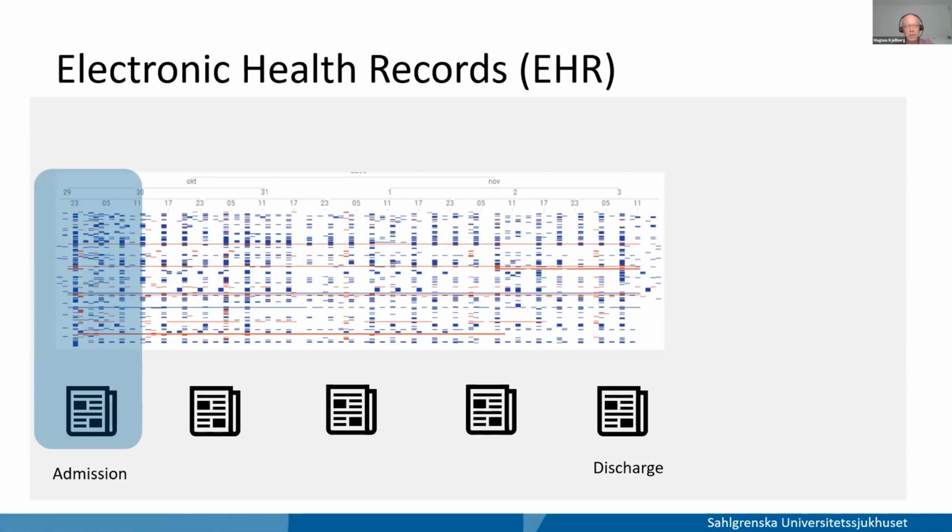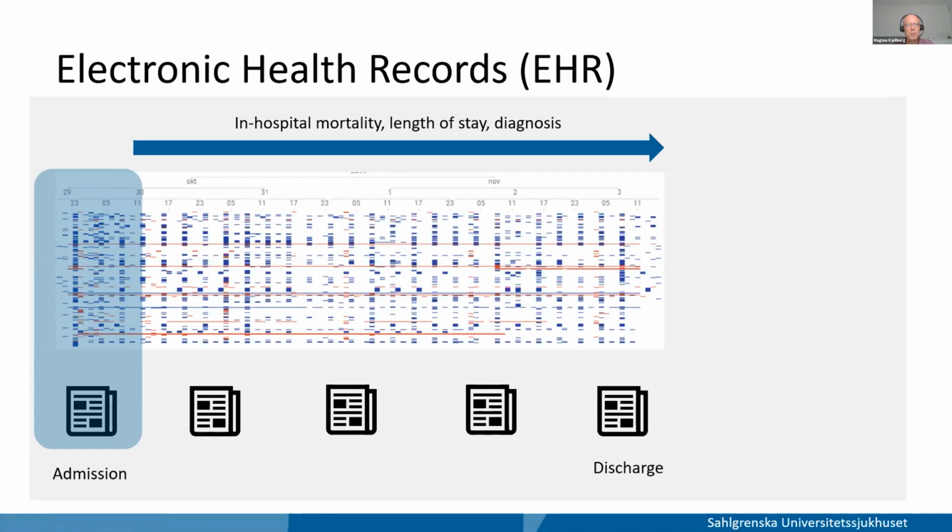So one use case is to use the information available at admission, and perhaps the first 24 hours or so when the patient has been admitted to hospital. Then we can look at both the structured data and the free text and see, can we predict how long this patient will stay in the hospital, for instance? Can we predict whether the patient will survive or die? We can also perhaps predict different diagnoses if that's something we would like to do.